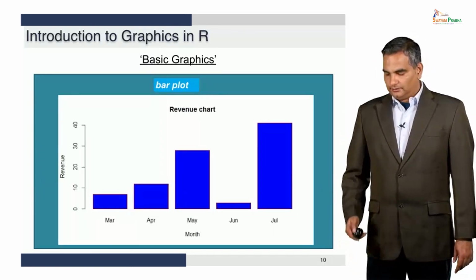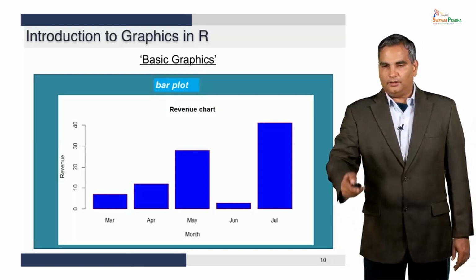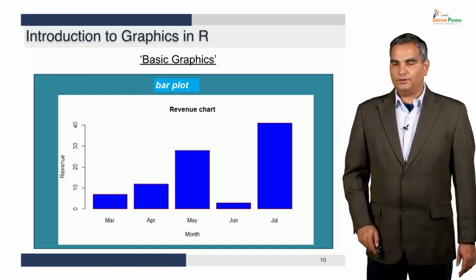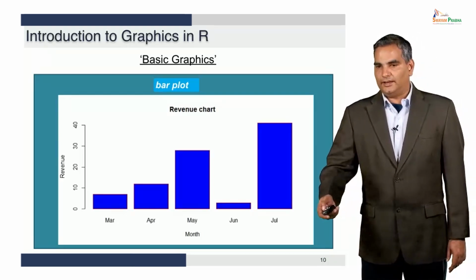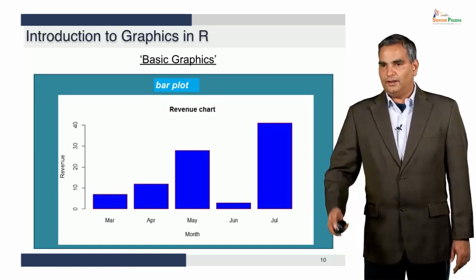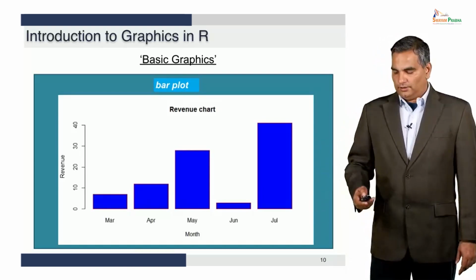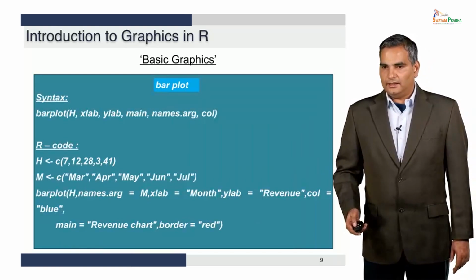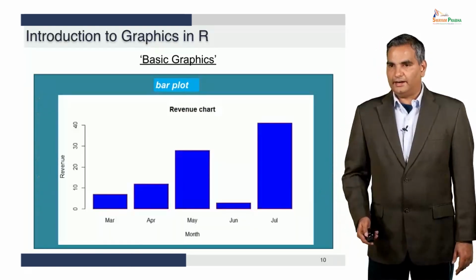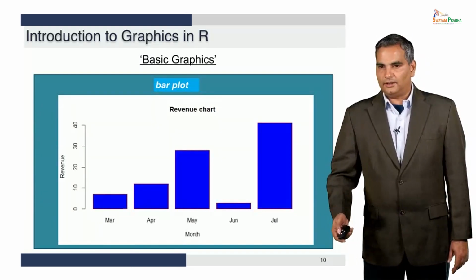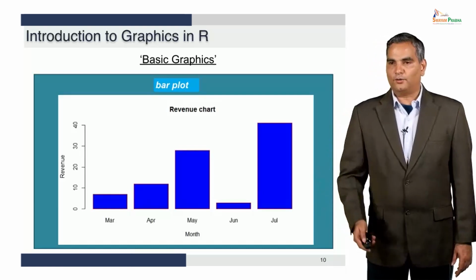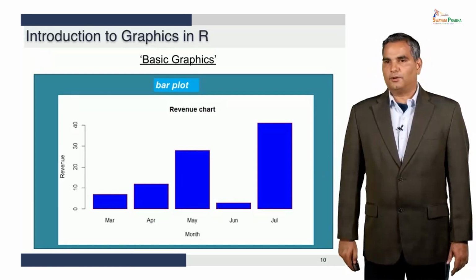As you notice here, on the y-axis you have the revenue values with the correct Y label, revenue. On the x-axis you have bars for each of these months, March, April, May, June, July, and you have the title revenue chart. Now in the previous slide we had seen that the columns are blue and the borders are red. So if you notice this picture here, each of these bars is blue and there is a red border around each bar. So that is how this bar plot looks.